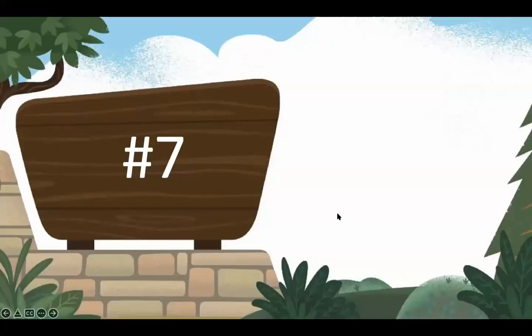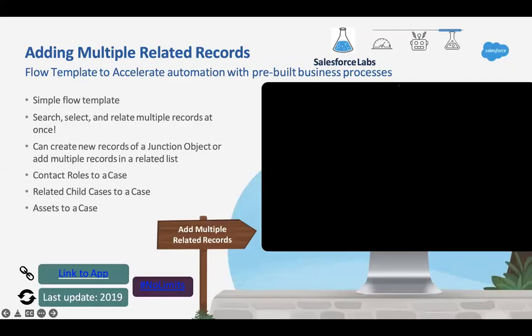My 7th one is adding multiple related records. I'll probably explain a bit while opening the app. This is something which makes things very comfortable to manage.